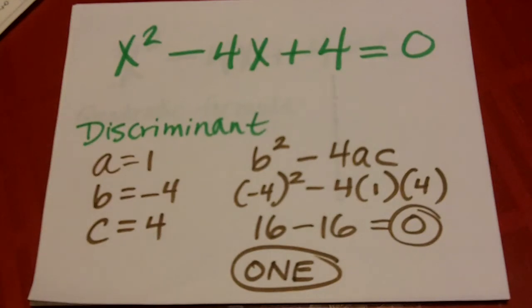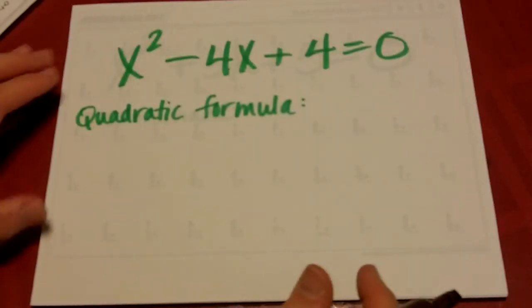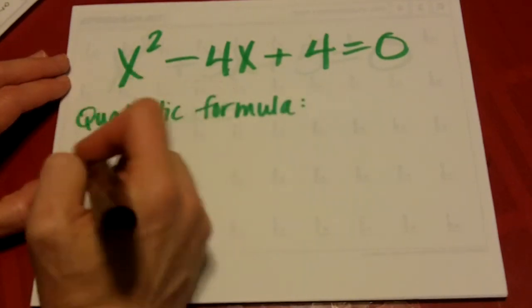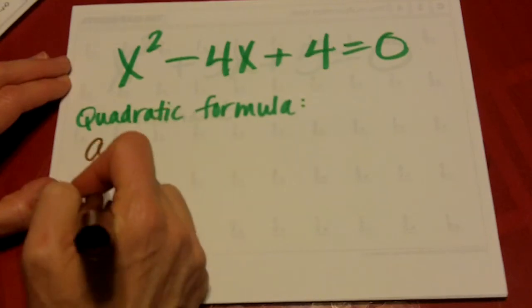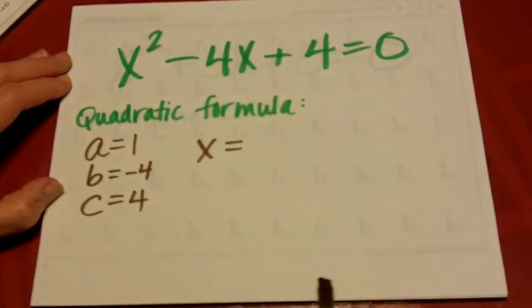Okay, if we got a positive number, we had two solutions for x. So we have a negative number, one solution for x. Okay, let me show you how this works. If we did the quadratic formula using that exact same equation, again, a is 1, b is negative 4, c is positive 4. We put it into our whole formula this time.